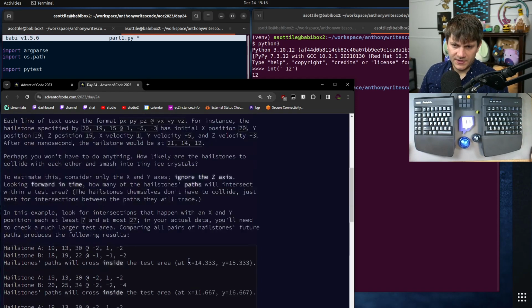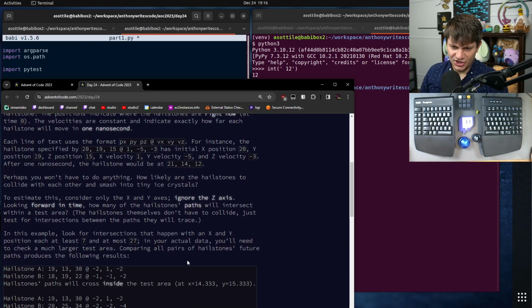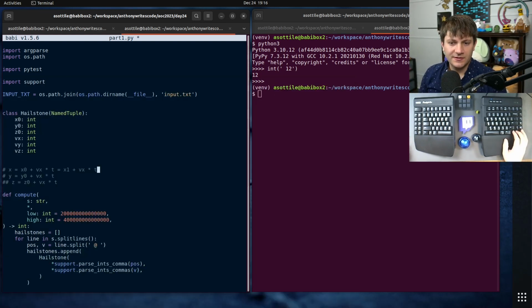They never intersect. Is it their paths, or do we want collisions? Oh, did I do VX? Yeah, I'm using PyPy for the Advent of Code just because it goes faster. Yeah, this is clearly Vy.